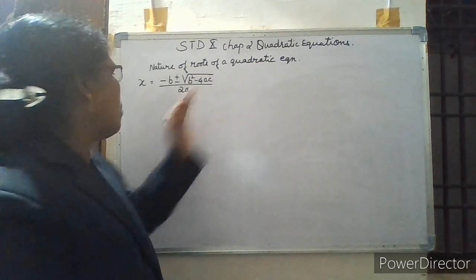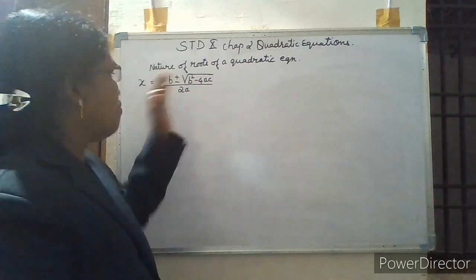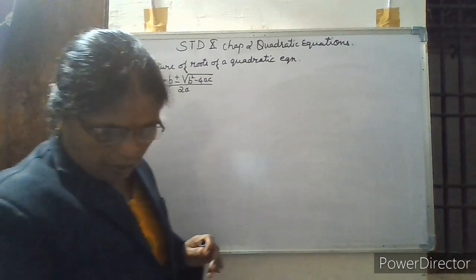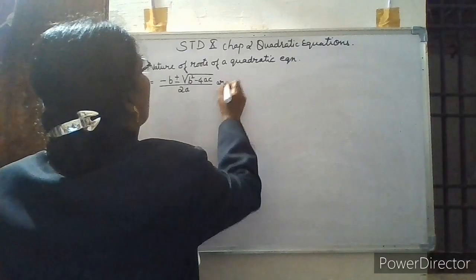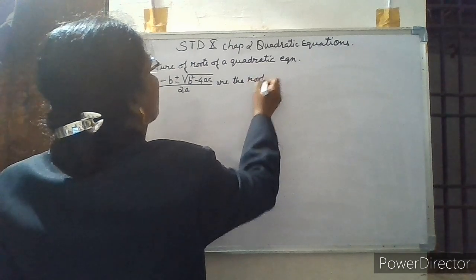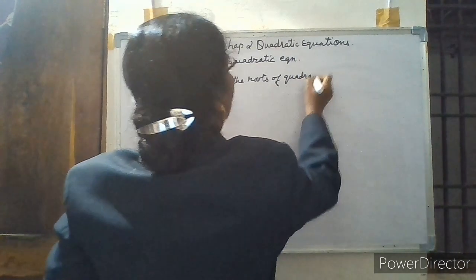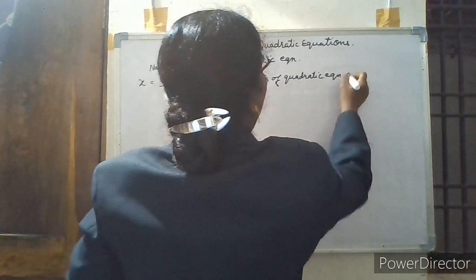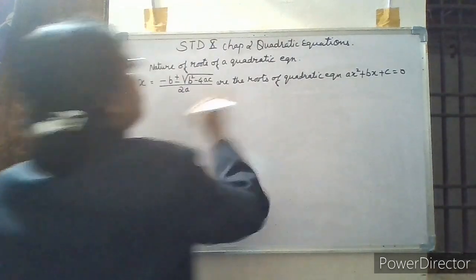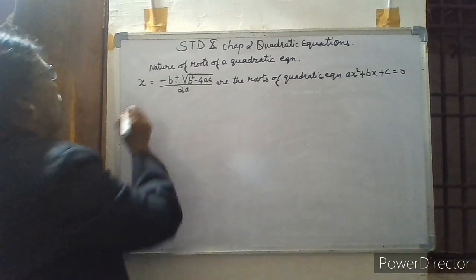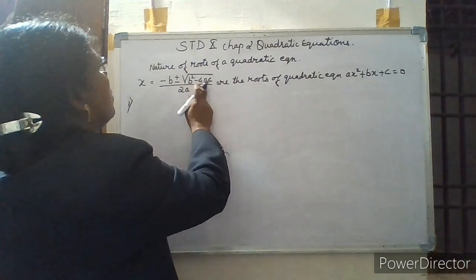There are two roots of the quadratic equation. Now this is x is equal to this value, for the given quadratic equation, that is ax squared plus bx plus c is equal to 0. These are the roots of the quadratic equation. Now, these roots depend on the value of b squared minus 4ac.